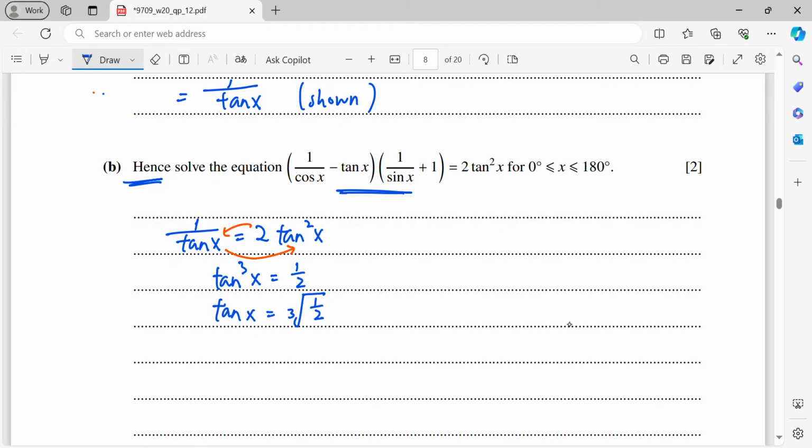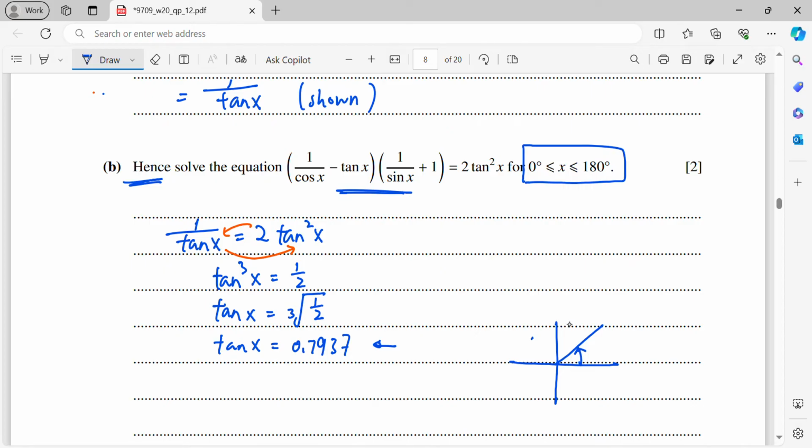Okay, and then you get the answer of 0.7937 from the calculator. So now look at the x domain. The x is from 0 to 180 degrees, which means it is in the first two quadrants. And by looking at this tangent, it is only positive. That means your angle is basically in the first quadrant, because if it were in the second quadrant, the tangent would be negative. Okay, this is your angle.